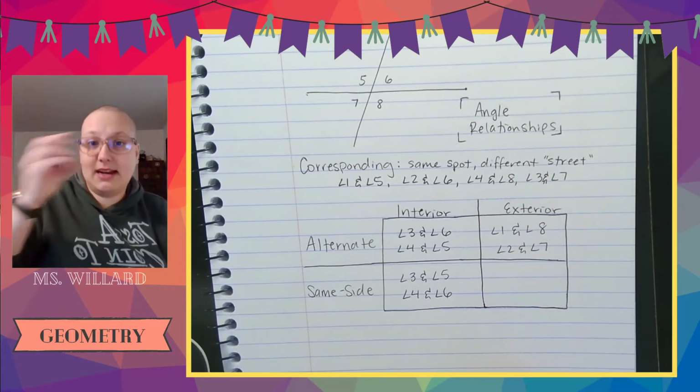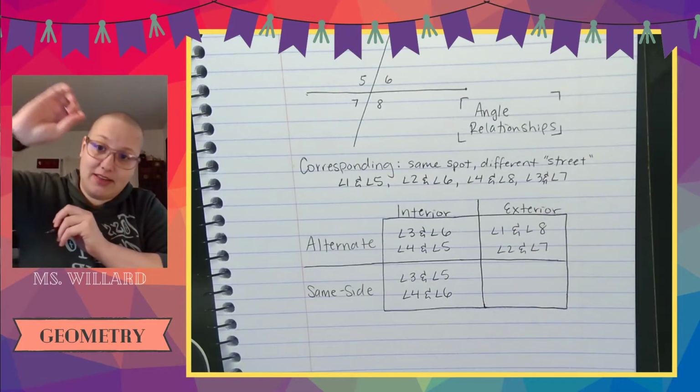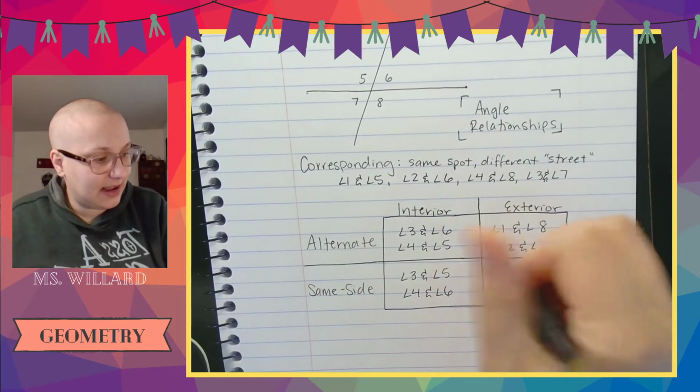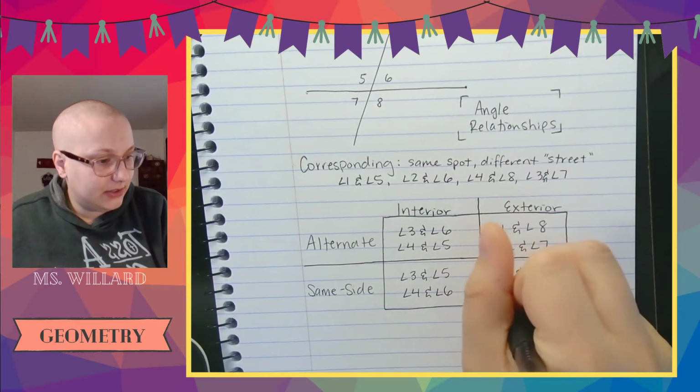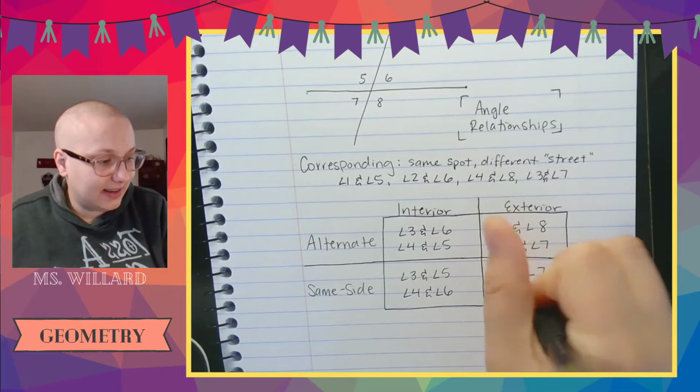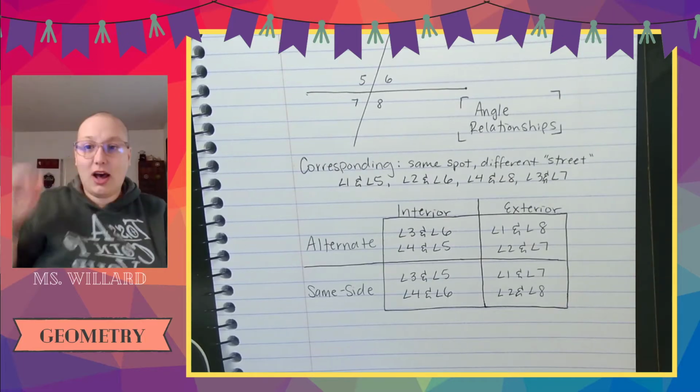And then same side exterior are on the same side of the tracks, but on the outside of the two streets. So that's angle 1 and angle 7, and it's angle 2 and angle 8. Okay? Is that a lot of matches?